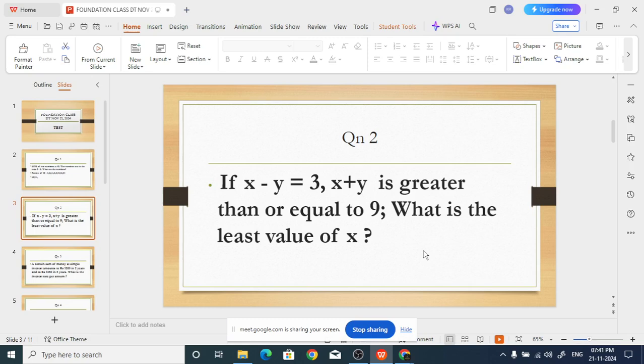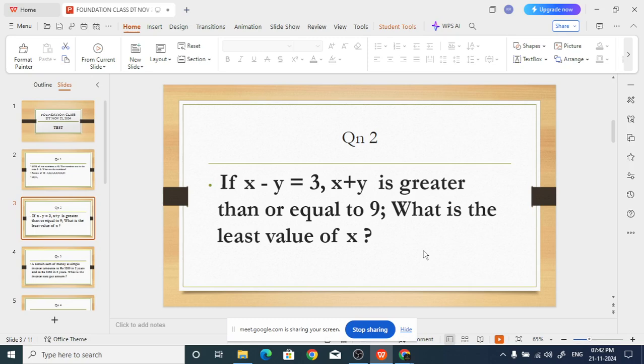So the question asked is, if x minus y is equal to 3, x plus y is greater than or equal to 9, what is the least value of x? Okay, how will you do it? I'll give you a clue. X minus y equal to 3, you keep it. X plus y, you keep it as 9. Greater than, you forget about right now. X plus y equal to 9. Find out x and y.